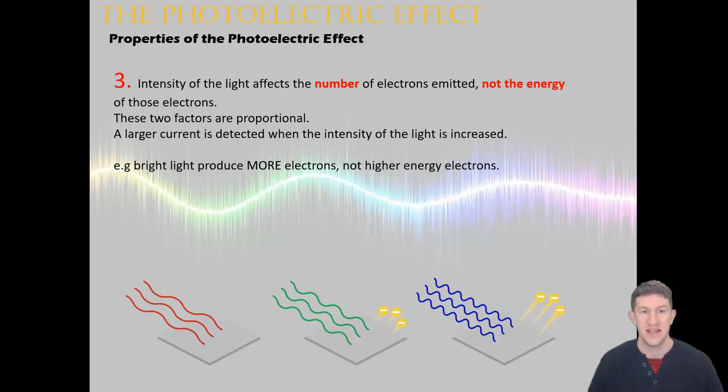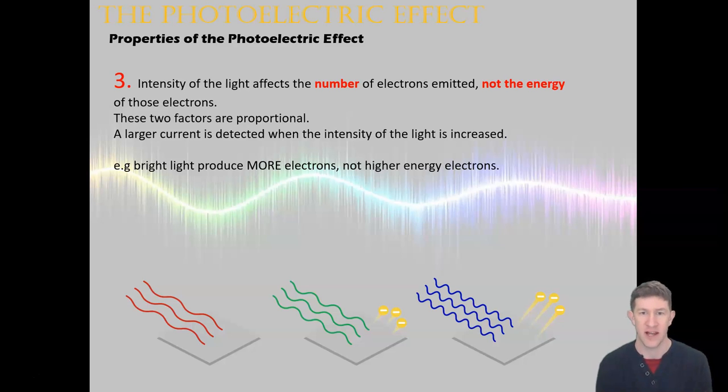Number 3, the intensity of the light affects the number of electrons emitted, not the energy of the electrons emitted. These two factors are proportional. A larger current is detected if the intensity of light is increased, and what we mean by that is that bright light produces more electrons, not higher energy electrons. So if we think about that, bright light is not higher energy light, so to speak. It's just more of those photons to produce it. So more photons strips more electrons.